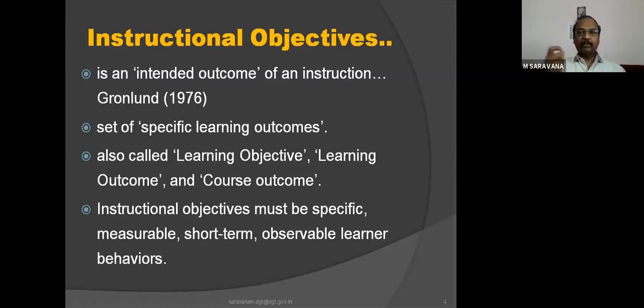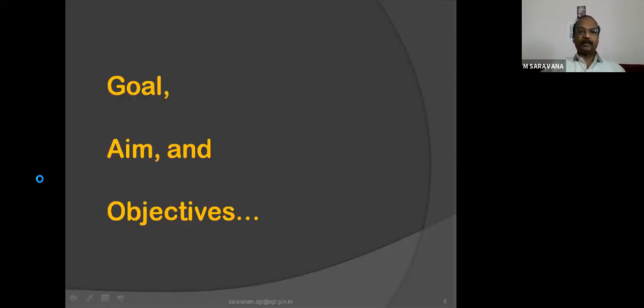So that is the observable behavior of the learners. So these are the general definitions for instructional objectives. Let us see the difference between goal, aim, and objectives. It is very interesting to know the difference between aim, goal, and objectives.